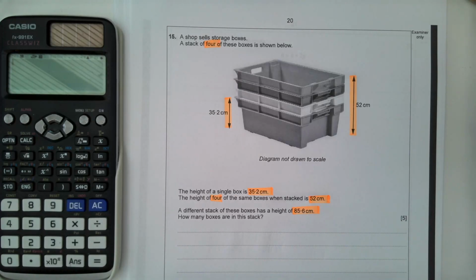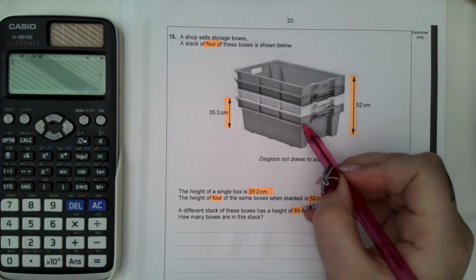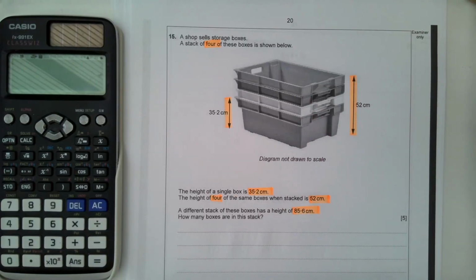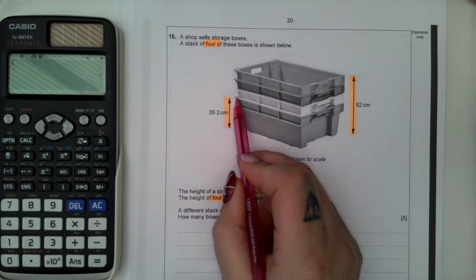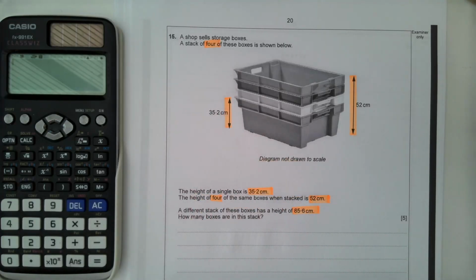So the important thing to notice here is that the boxes stack inside each other. So it's not simply a case of having one box on top of another. It's this lip here, look, that's on the top. So we need to figure out what the size of that lip is, okay? So we know from here to here is one full box, including its lip, that's 35.2 centimetres.